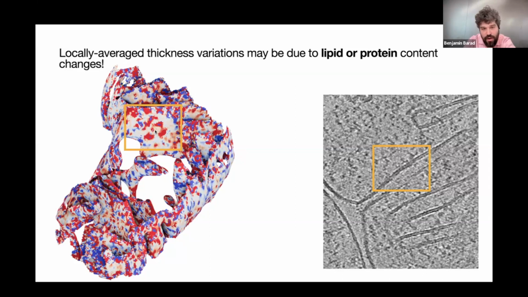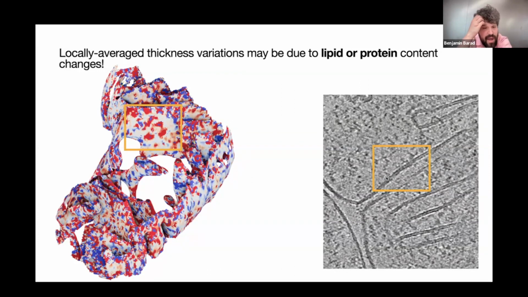The blue sections are thinner. And we can zoom in on the red spots and go back to the tomogram in the same place. And what we see is they're being driven actually by these proteins that are in the membrane. These are electron transport chain components.